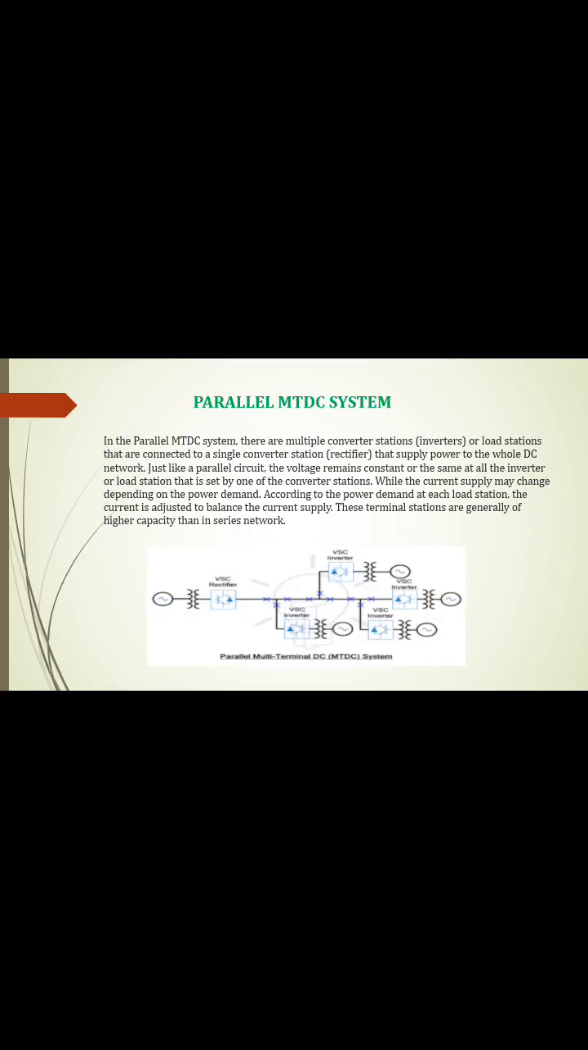Parallel multi-terminal DC system. In the parallel multi-terminal DC system, there are multiple converter stations, that is the inverter stations, which are also called load stations, connected to the single converter station, that is the rectifier. The single converter station supplies the power to the whole DC network. It is similar to a parallel circuit. The voltage remains constant while the current supply may change depending upon the power demand. According to the power demand at each load station, the current is adjusted to balance the supply. These terminal stations have higher capacity.